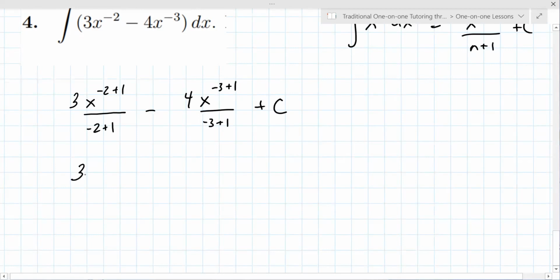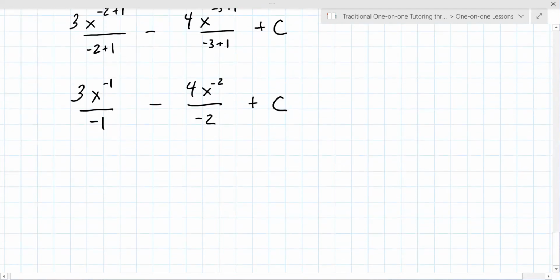So this becomes 3x to the -1 over -1 minus 4x to the -2 over -2 plus c. And what does this reduce to? What is 3 over -1? It's going to be 3 over -1, but it reduces just to -3. And 4 over -2 is going to be -2, but then there's a negative there, so it's +2.